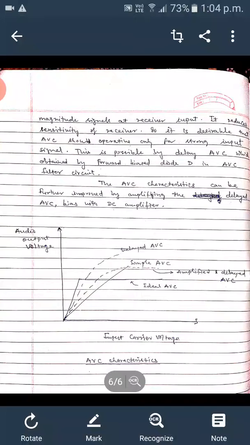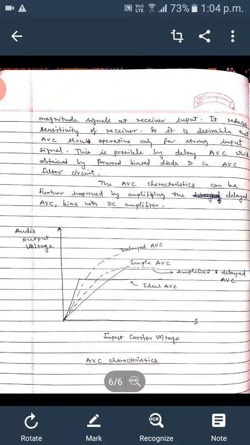In case it is desirable, AVC should be operative only for strong input signals. This is possible only by using the delayed type of AVC circuitry, which can be obtained by using a diode in forward bias condition. So in this case we can use the AVC filter circuit with the forward bias diode, and it will provide more improvement over the simple AVC circuit.